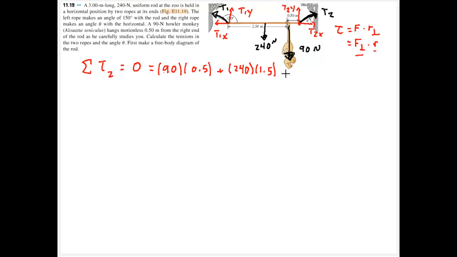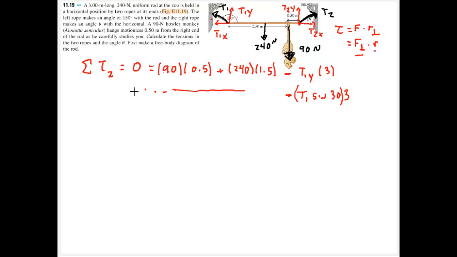And lastly, I have my tension 1 in the y direction. That is going to create a clockwise torque, so it's going to be negative, so tension 1 in the y direction is going to occur at 3 meters. I also know that this angle right here is 150, so that angle is going to be 30. So I could instead write tension 1 in the y direction to be tension 1 multiplied by sine of 30 multiplied by 3, and all this is going to stay the same.